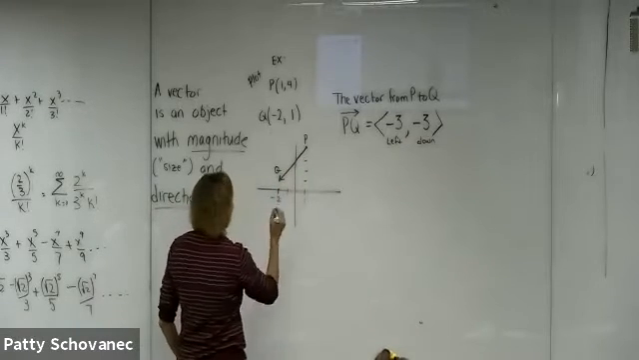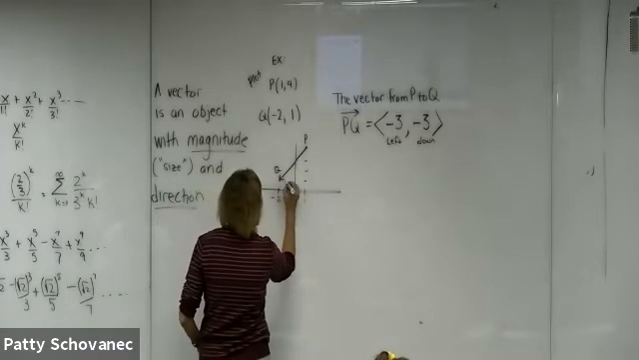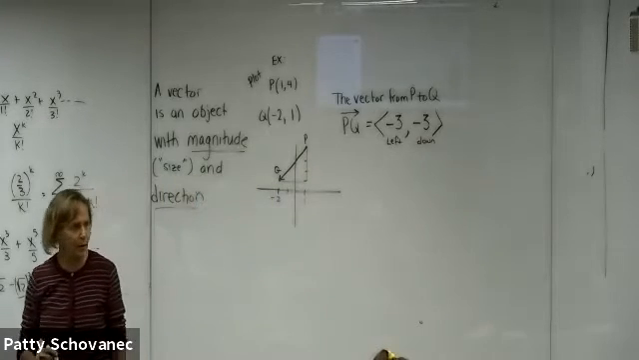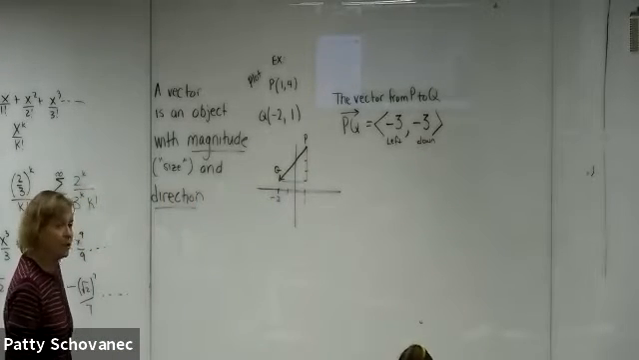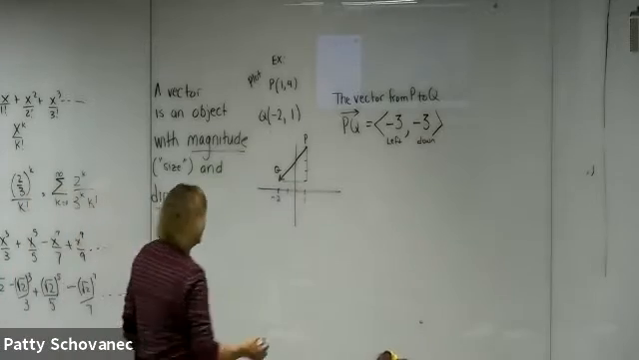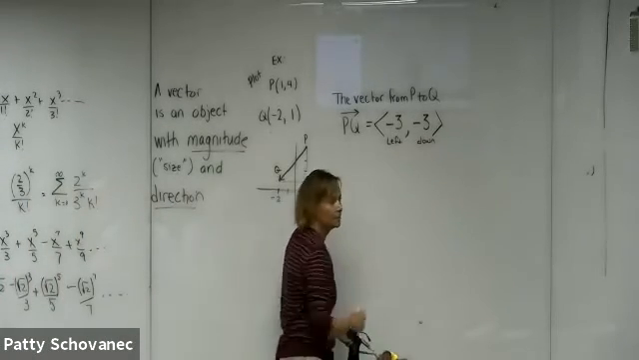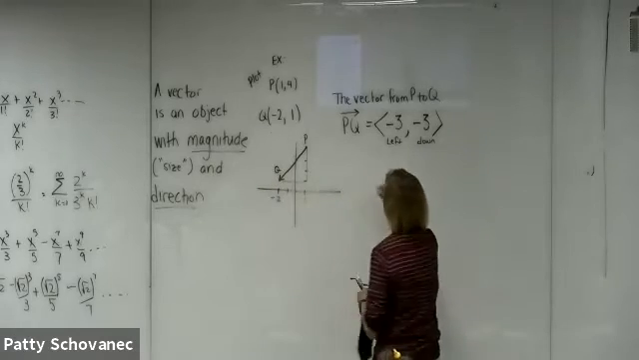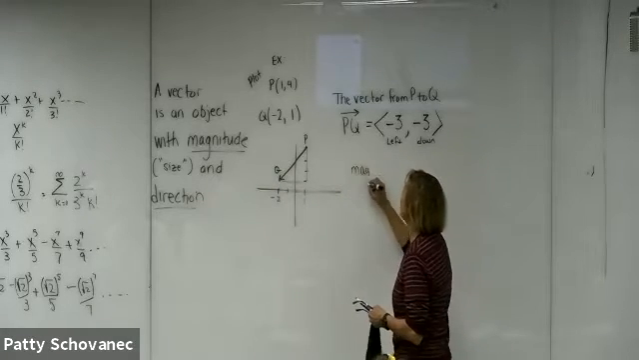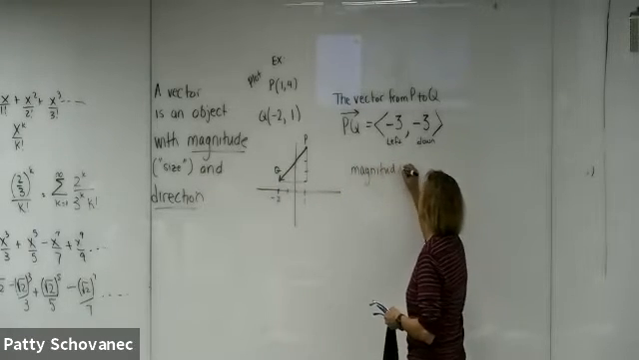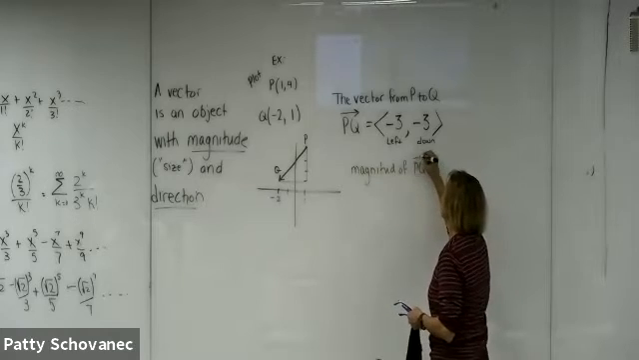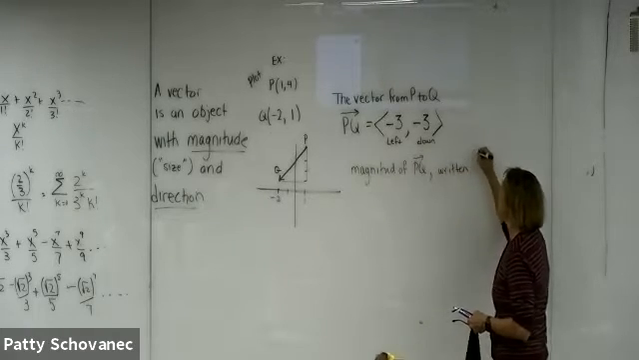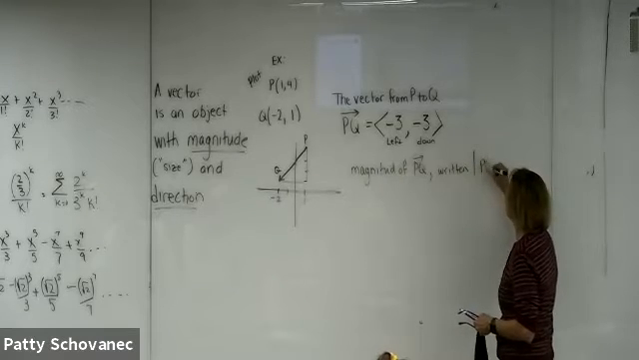down. Then I can describe its magnitude based upon the Pythagorean theorem. Magnitude is how long that arrow is. And it's the hypotenuse of that right triangle whose legs have these lengths. So I can figure out the magnitude of PQ. Put it in absolute value bars.